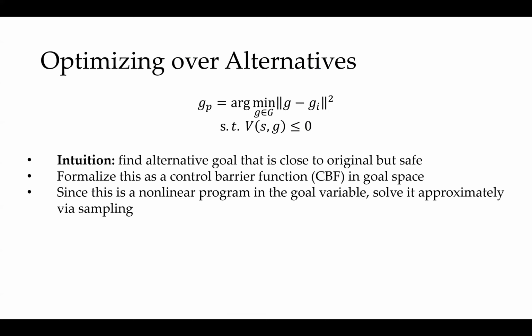We also introduced the notion of optimizing over alternatives, and we formalized this notion with a concept called a control barrier function in goal space. The intuition behind this idea is to find an alternative goal that is close to the original goal, but is also safe. The safety constraint is encoded in the value network previously, and we can use this as a constraint for our optimization problem to solve for a close but safe goal. Since this is a nonlinear program in the goal variable, we have to solve this approximately through sampling.